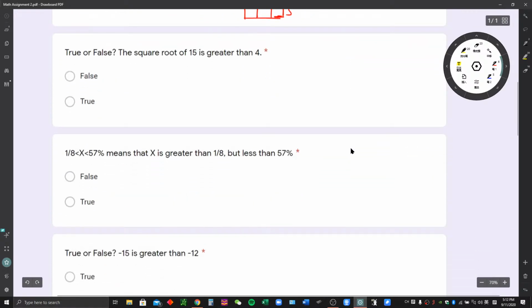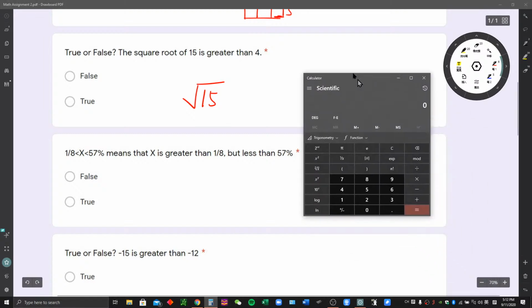True or false? The square root of 15 is greater than 4. So how do we do this? We need to actually find out the square root of 15. We need to use our calculator. So let's bring out the calculator.